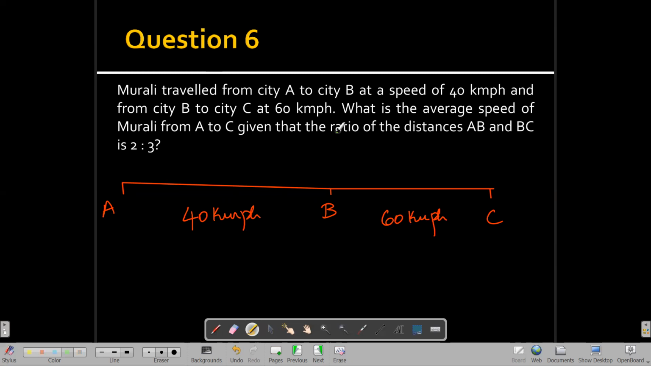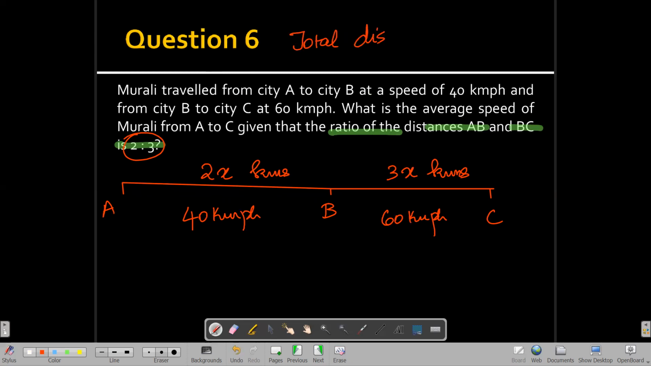In the question, it is given that the ratio of the distances AB and BC is 2:3. So AB, let the distance be some 2x kilometers, and BC, let the distance be some 3x kilometers, where x is the multiplication factor associated with this 2:3. So we can see that in this case, the total distance under consideration is equal to 2x plus 3x, that is equal to 5x kilometers. This is the total distance.